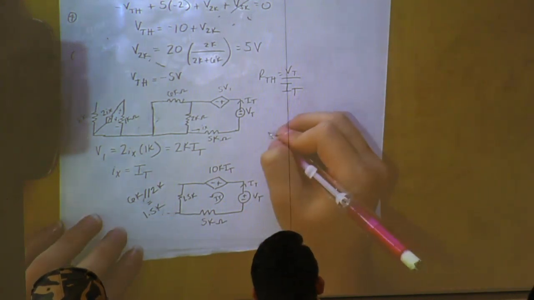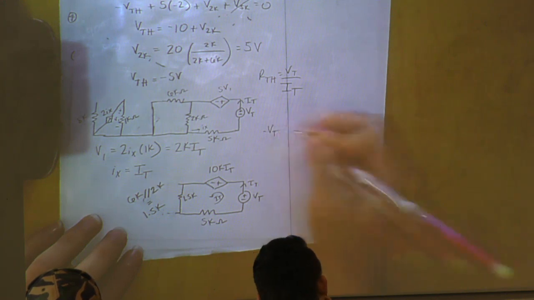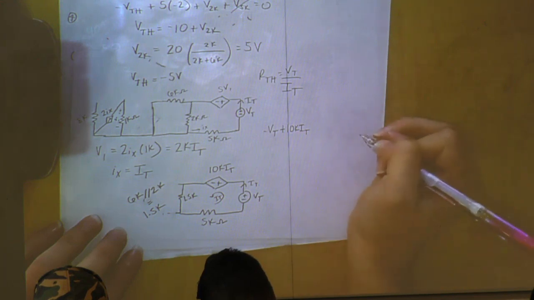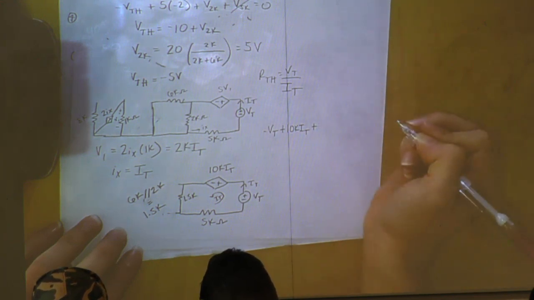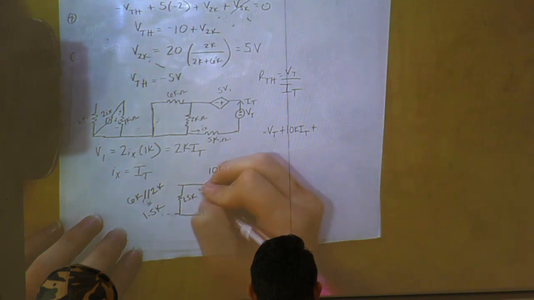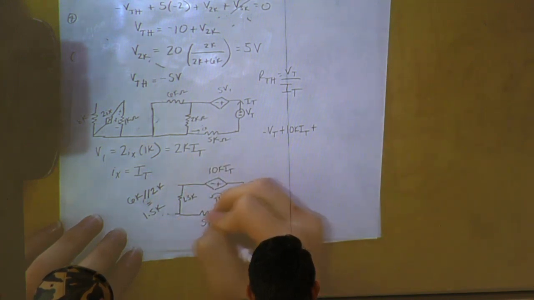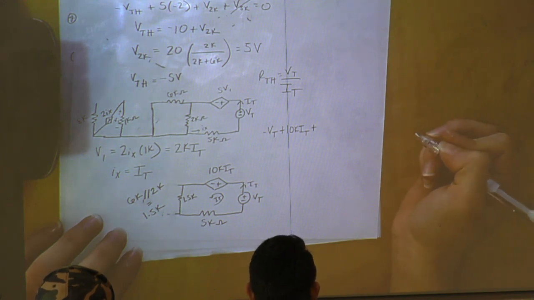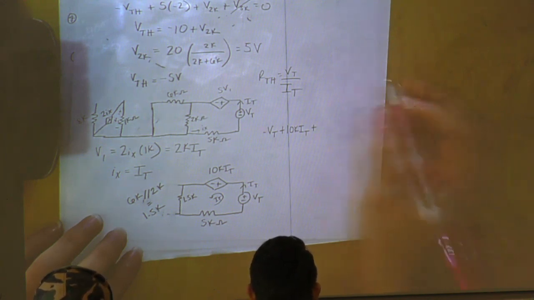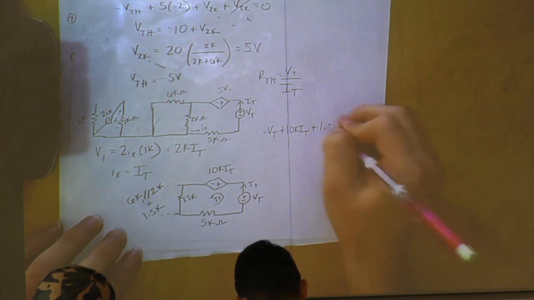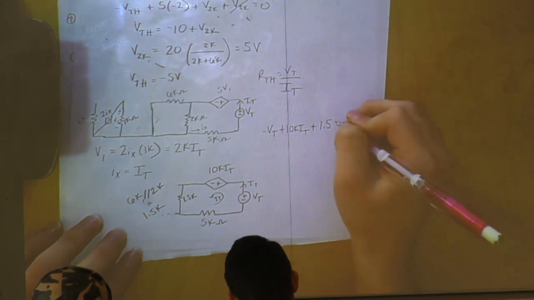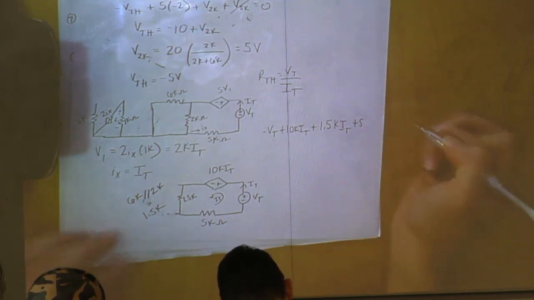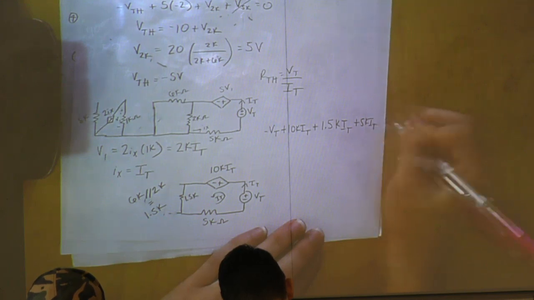We can start at negative VT plus 10K IT. Is that a 5 right there on the resistor? The top leftmost resistor on the bottom? 1.5? Mm-hmm. Plus 1.5K IT plus 5K IT equals 0.